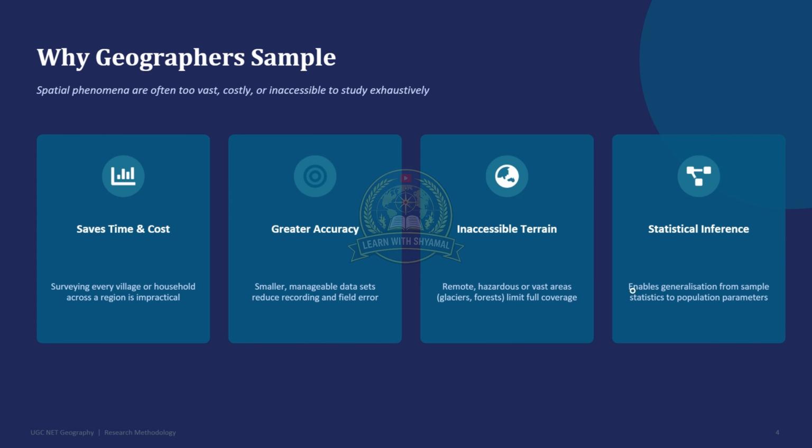Then why do geographers sample? Spatial phenomena are often too vast, costly or inaccessible to study exhaustively. It can save time and cost. Surveying every village or household across a region is impracticable and impossible also. Greater accuracy: smaller and manageable data sets reduce recording and field error. Inaccessible terrain: remote and hazardous or vast areas, glaciers, forests limit full coverage. Statistical inference enables generalization from sample statistics to population parameters.